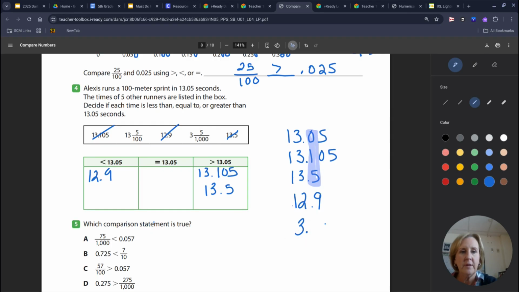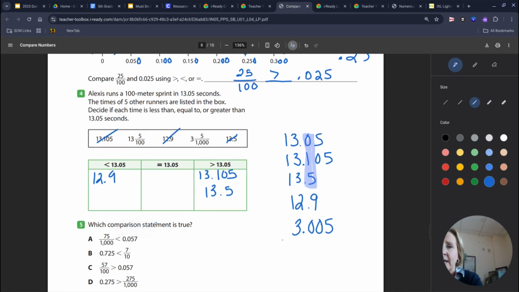So no tenths, no hundredths, thousandths. Well, 3 and 5 thousandths is going to be way smaller than 13. So that's going over here. I'm going to write it in its fraction form, 3 and 5 thousandths. All right, done. Now I have 13.